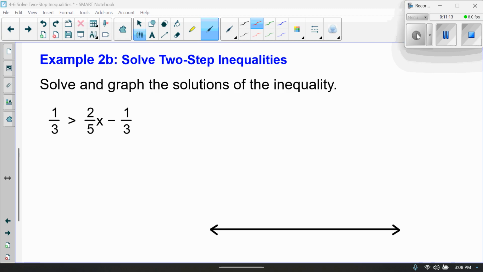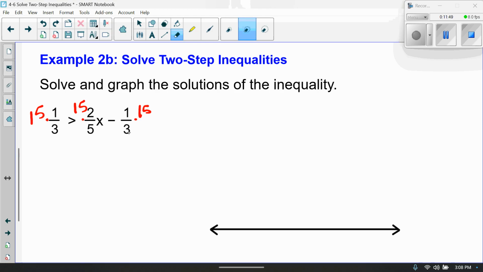All right, so here, example B, same thing. We're going to practice with fractions. So we have 1/3 is greater than 2/5 x minus 1/3. Now, we want to get rid of our fractions. So what is the least common denominator of 3 and 5? 15. So we're going to multiply each term times 15. Let me do this on this side. Times 15.